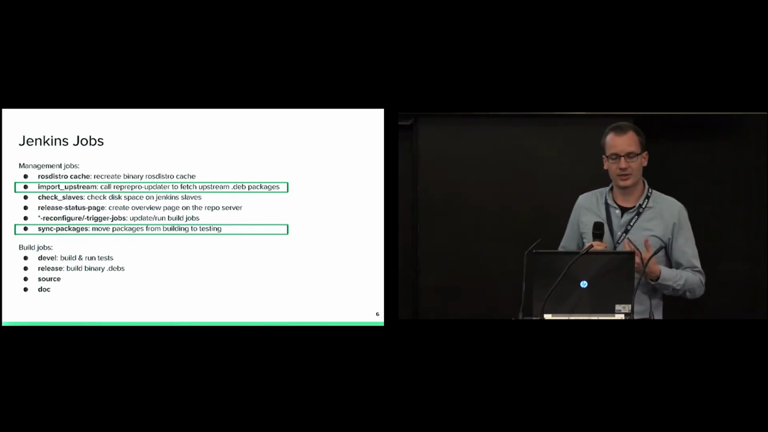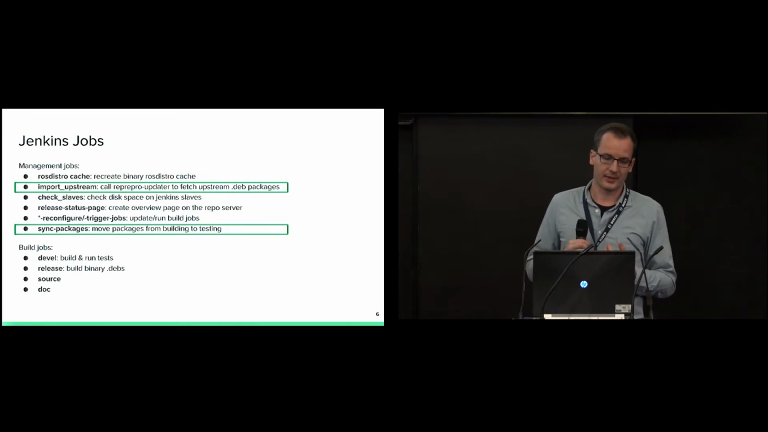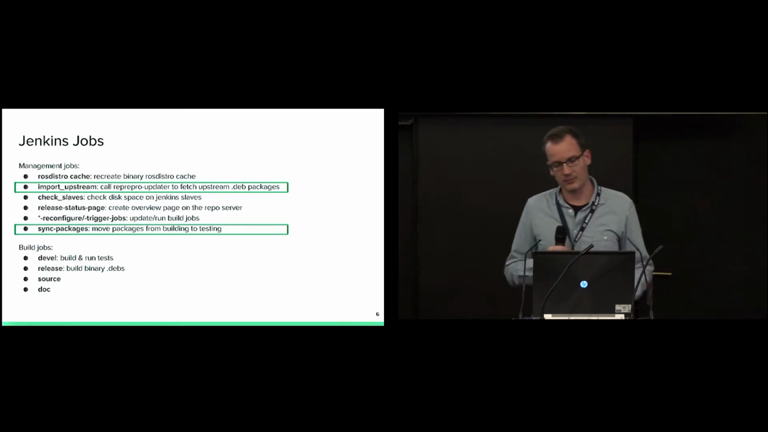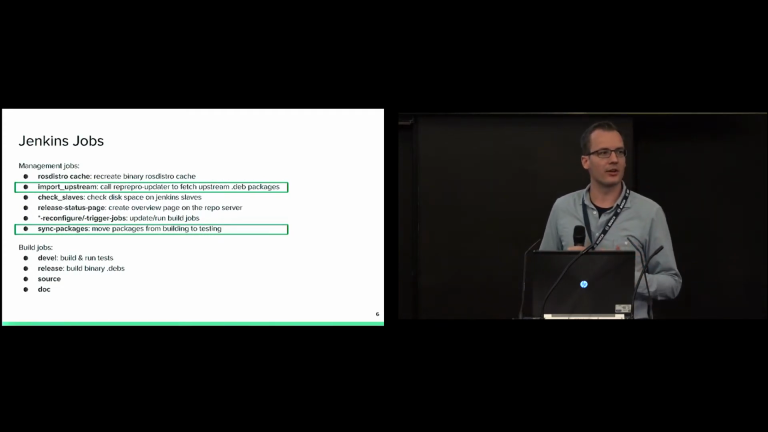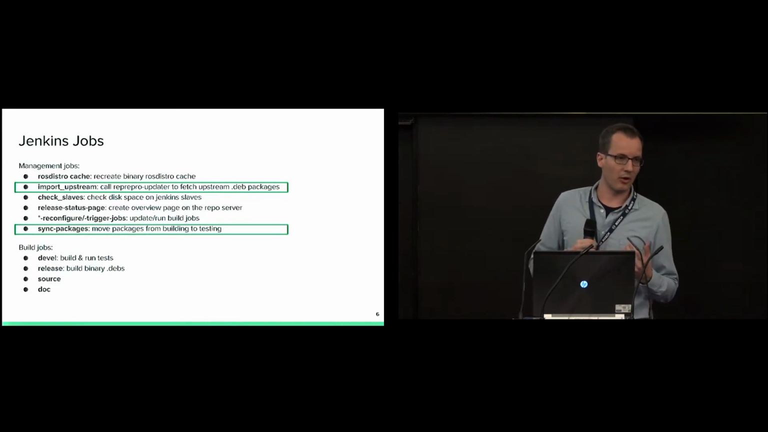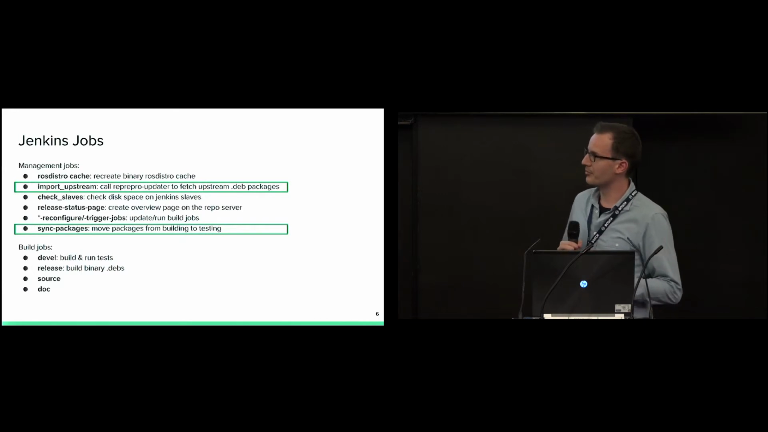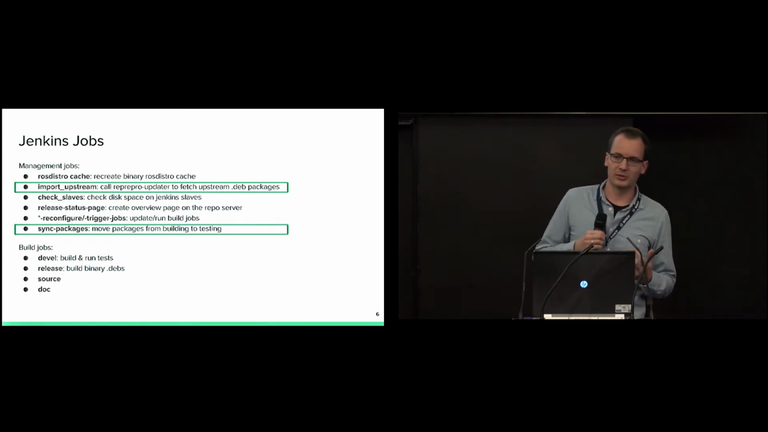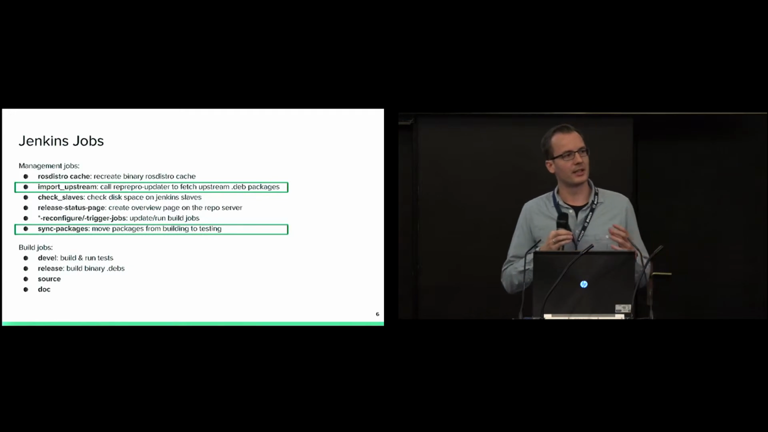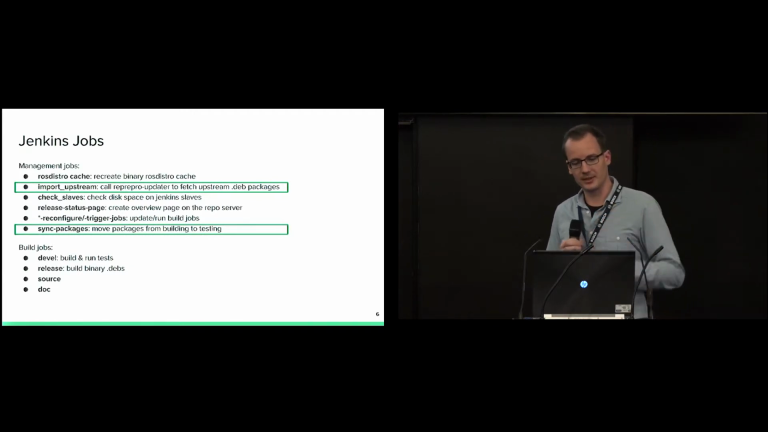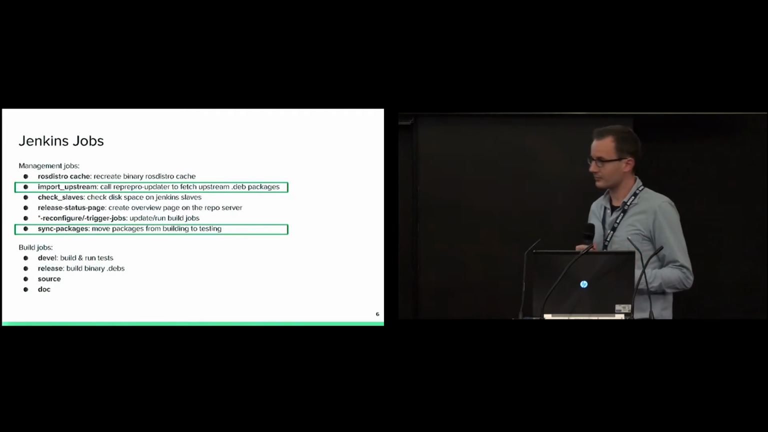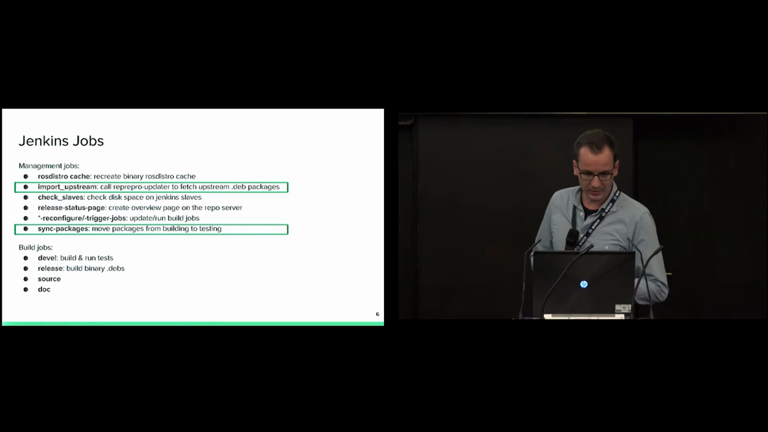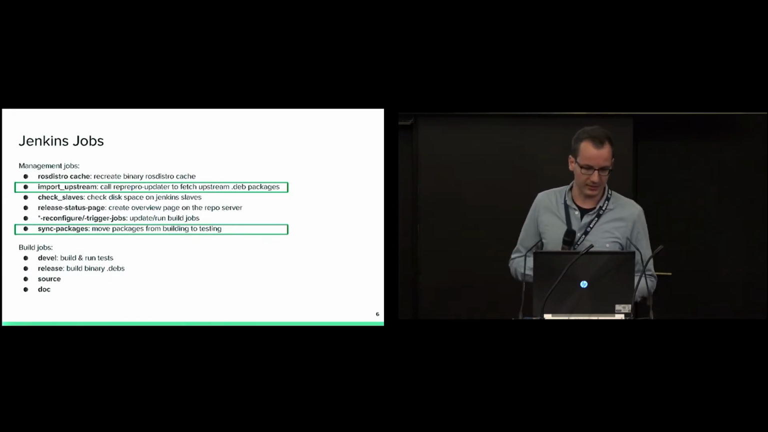There's the ROS distro cache, which basically just creates a cache of the ROS distro YAML files, so it doesn't have to be read and parsed each time you run an update job. Import upstream is kind of interesting because it pulls the Debian packages from the OSRF build farm or another upstream repository into your own repository. This enables you to build upon the OSRF build farm and produce your own Debian packages on top of the OSRF packages. Then we have certain maintenance jobs, check slaves, and release status page, which are pretty much self-explanatory.